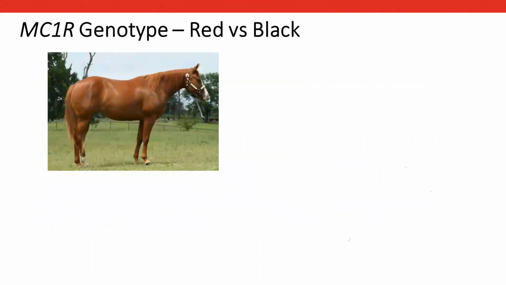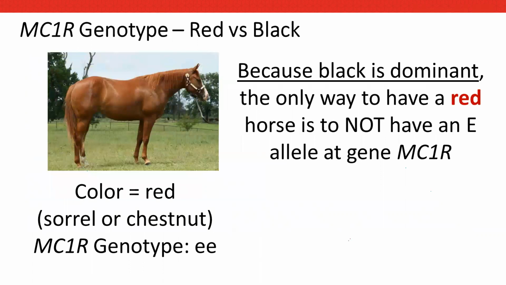If we consider our red horse, because black is dominant, the only way that that horse can be red is for that horse not to have a big E allele at the gene MC1R. So in this instance, this horse has to have the MC1R genotype little e, little e. If she had a big E, she wouldn't be red.